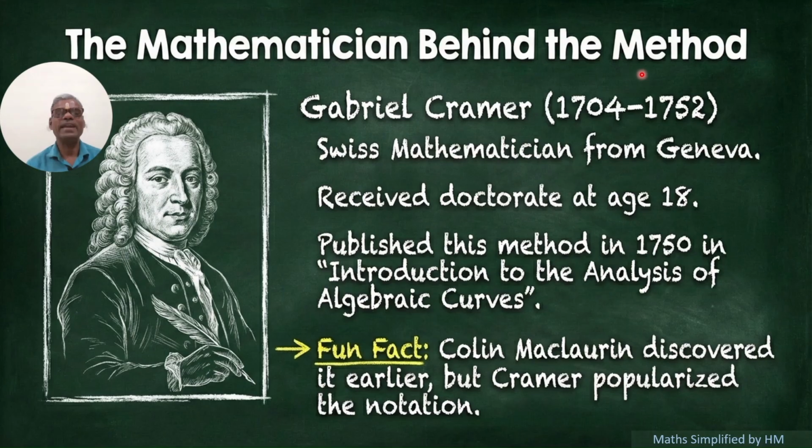The mathematician behind the method. Gabriel Cramer, whose life period is from 1704 to 1752, was a Swiss mathematician from Geneva who received a doctorate at the age of 18 years. He published his method in 1750 in Introduction to the Analysis of Algebraic Curves. So this method is called Cramer's rule. But note that this method was first discovered by Colin Maclaurin, but Cramer popularized the notation. So this is called the Gabriel Cramer rule. Simply it is now termed the Cramer rule.